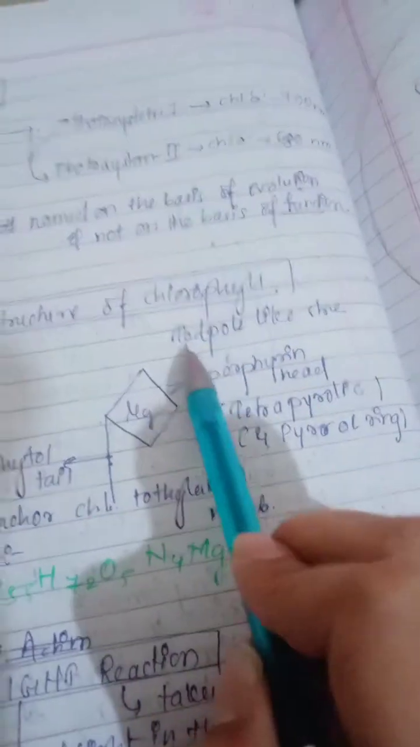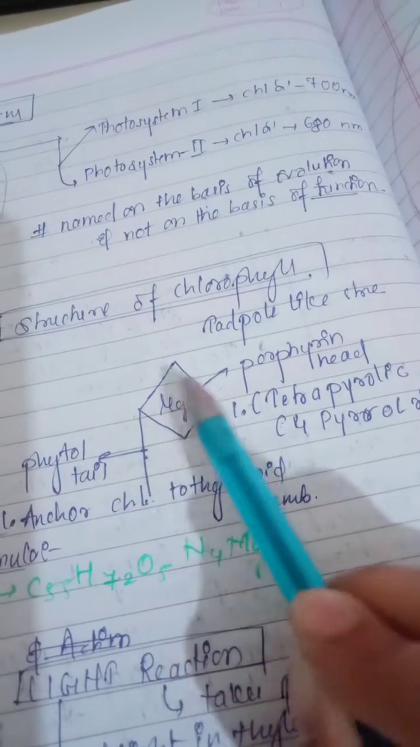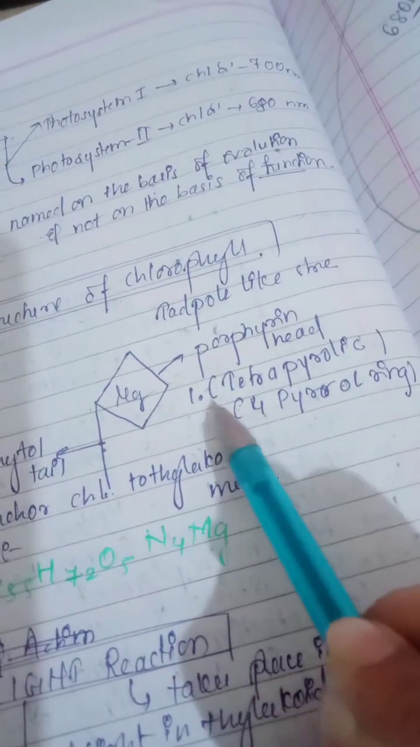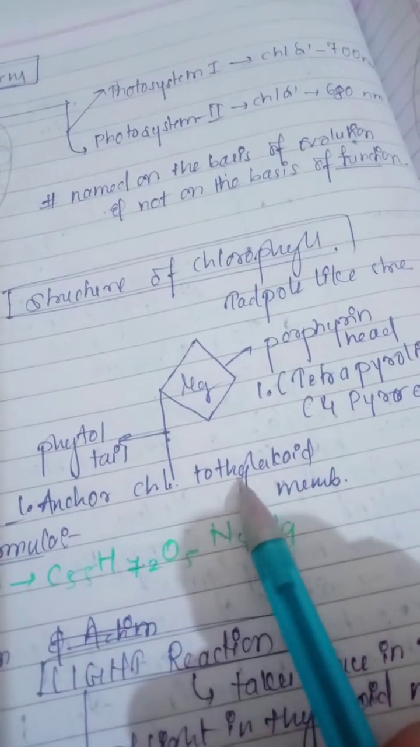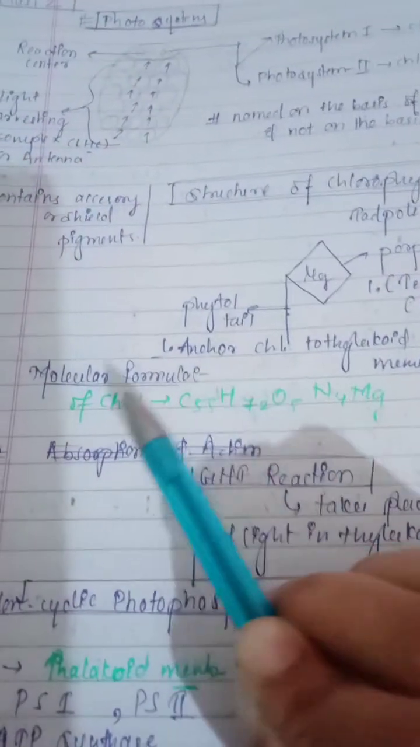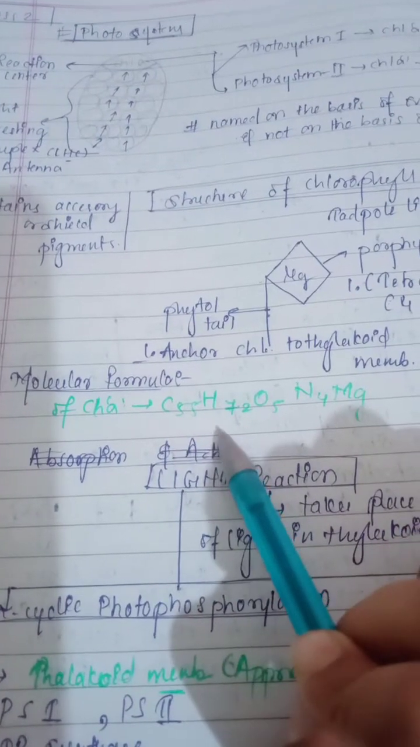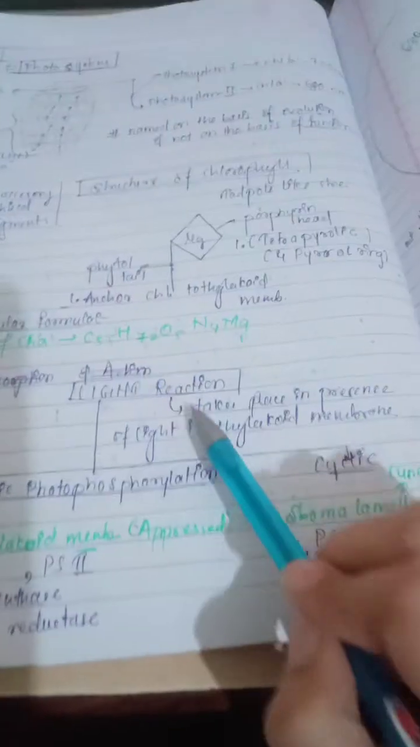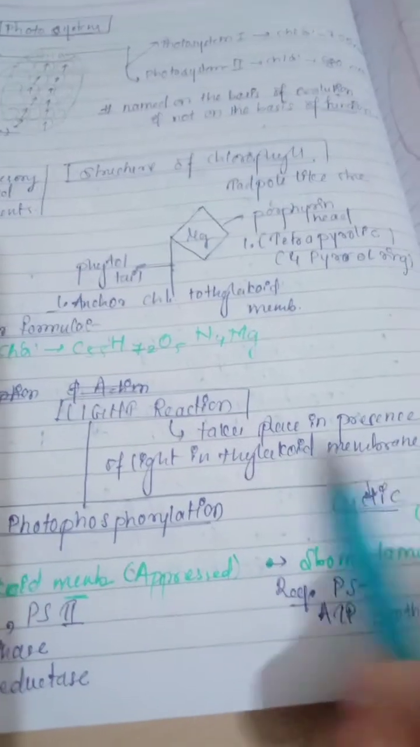Now the structure of chlorophyll. It is a tadpole-like structure. The middle part is Mg. This is the porphyrin head, tetrapyrrolic, with four pyrrole rings, and the phytol tail, which anchors chlorophyll to the thylakoid membrane. The molecular formula of chlorophyll A is C55H72O5N4Mg.